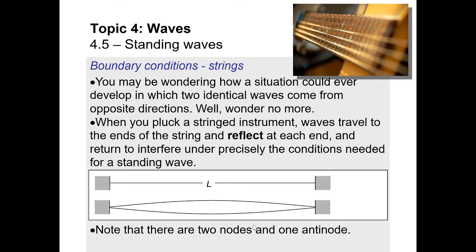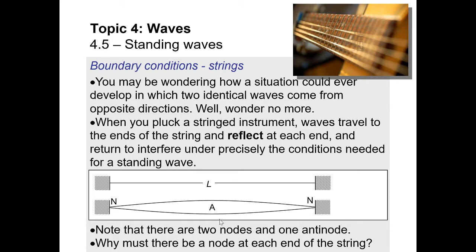Remember that the node is the region of zero displacement. So that means it has to be at the ends where the string is fixed. The antinode is the region of maximum displacement. You can clearly see that's right in the middle. The question here is, why must there be a node at the end of the string? And really, if you just think about it quickly, the reason is because that's where the string is attached to the instrument, so it can't move. That's why it's a node.